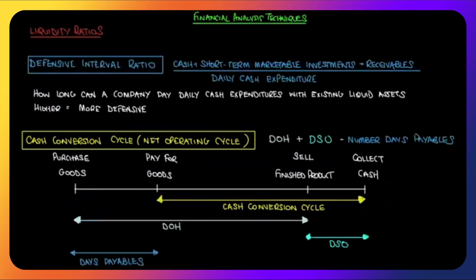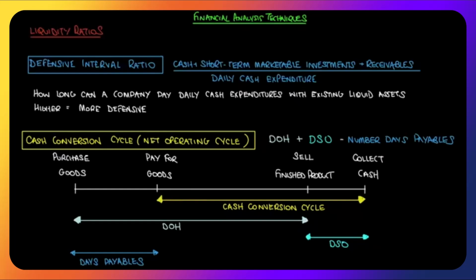Two more liquidity ratios. First of all, the defensive interval ratio. Pretty difficult to calculate from the financial statements alone. On the top, it looks an awful lot like the quick ratio: cash, short-term marketable investments and receivables, so no inventory. On the bottom, daily cash expenditure. How long can a company pay its daily cash expenditures with existing liquid assets?